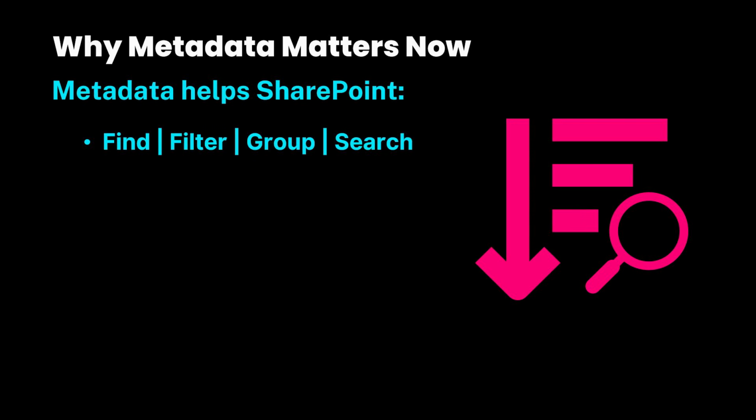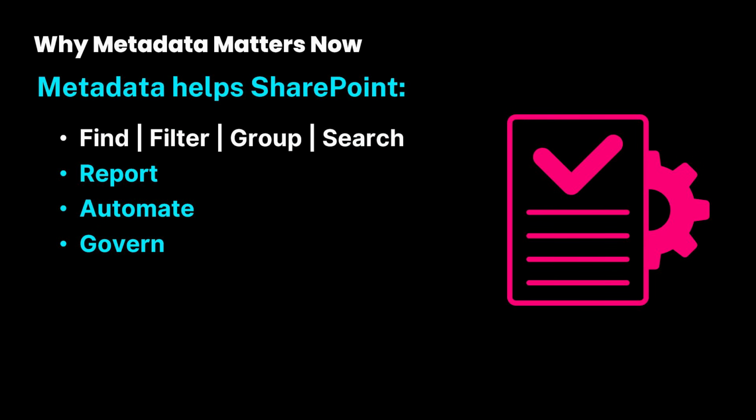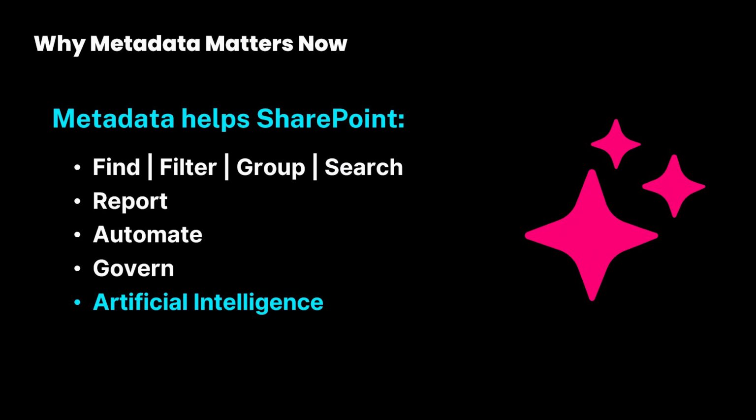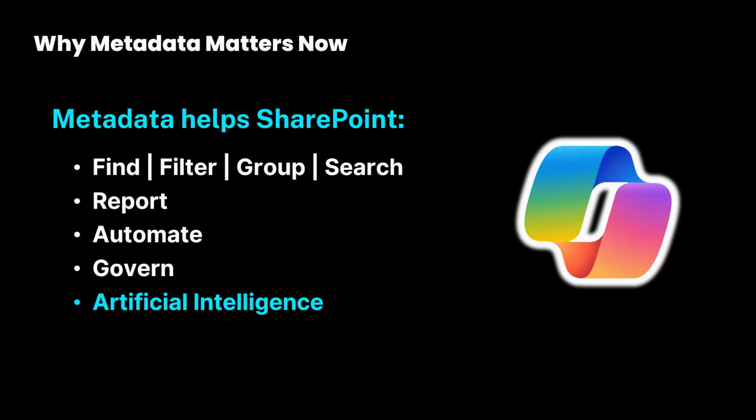And this is why metadata matters more now than it probably ever has. Metadata helps us find, filter, group, and search information. It allows us to build useful views, create reports, automate processes, and apply governance. Microsoft 365 Copilot, SharePoint agents, search, automation, and other AI-powered experiences all work better when the information underneath them is well organized and has useful context.